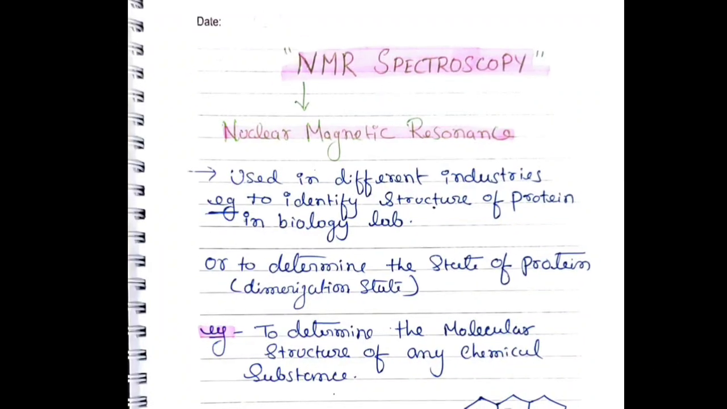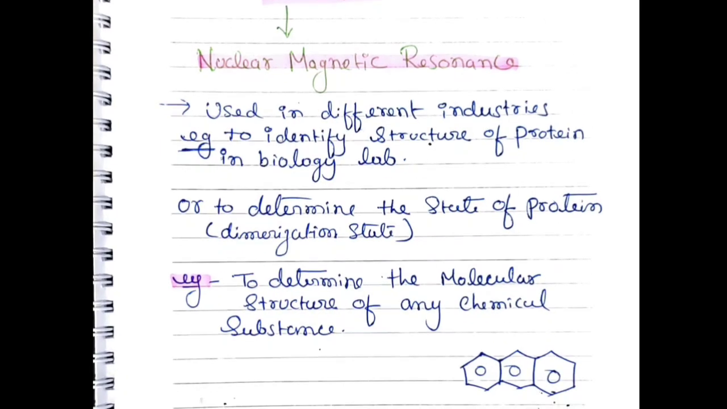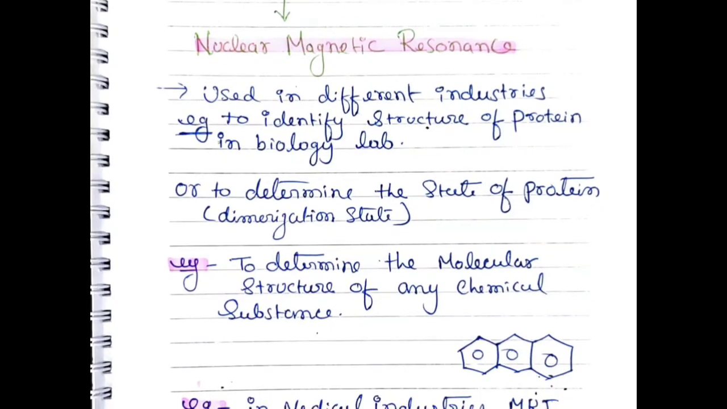Hello everyone. In this video we are going to discuss the basics of NMR spectroscopy. NMR stands for nuclear magnetic resonance. First we are going to discuss the importance of NMR, or where we can use this NMR technique. Generally NMR is an analytical technique which is used for the analysis of various medicinal compounds and chemical substances to study their structure and their chemical composition.